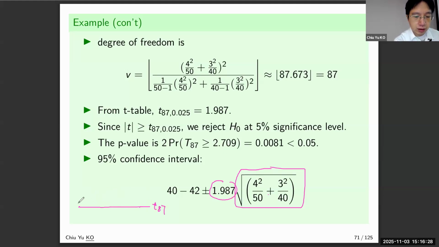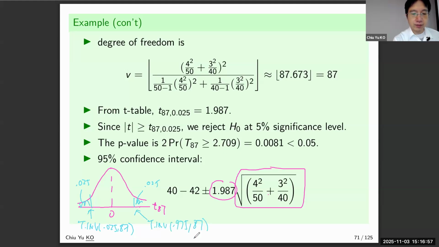T87, okay? There's a bell curve here, right? It's centered at 0. And you want 0.025. This is 0.025, right? So this number will be T inverse 0.025, 87. And this number will be T inverse 0.975, 87. One will be 1.987. The other will be negative 1.987. So just plug in this number, and then we're done.